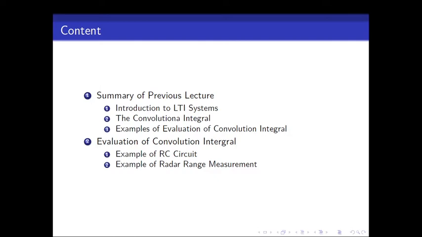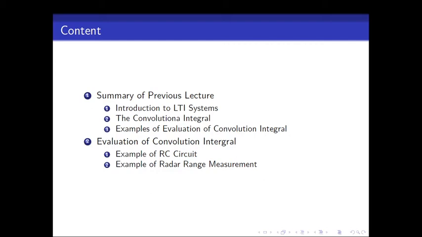In that previous lecture we derived the convolution integral and its equation, and then we also solved examples of evaluating the convolution integral, where we discussed two examples and came to the conclusion that if we convolve two pulses which are rectangular in shape, the resultant convolution is triangular. So that is the summary of the previous lecture.